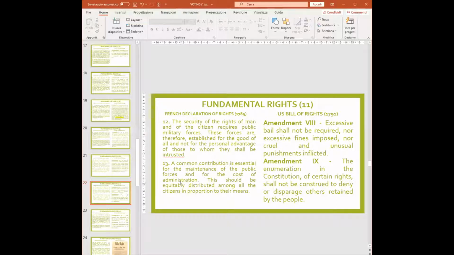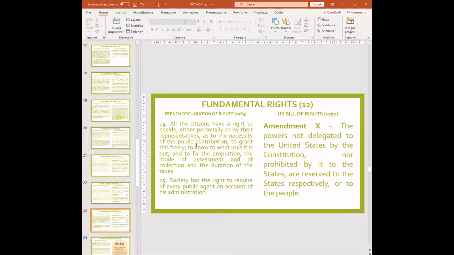And then we find Articles 13 and 14 of the French Declaration, which concern the problem of taxation, and so public contribution.